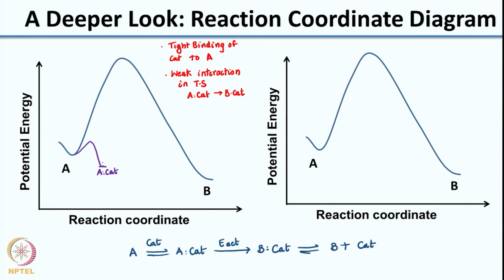Weak interaction in the transition state means a slight lowering in energy of the transition state, not as much as for the reactant, but just a slight lowering of the energy of the transition state. So, this is what it will look like, and then again you have your B catalyst, and then you have your product. Now tell me, in this case will the catalyst enhance the rate? This is one scenario where we have a weak interaction at the transition state and a strong interaction with the reactant.